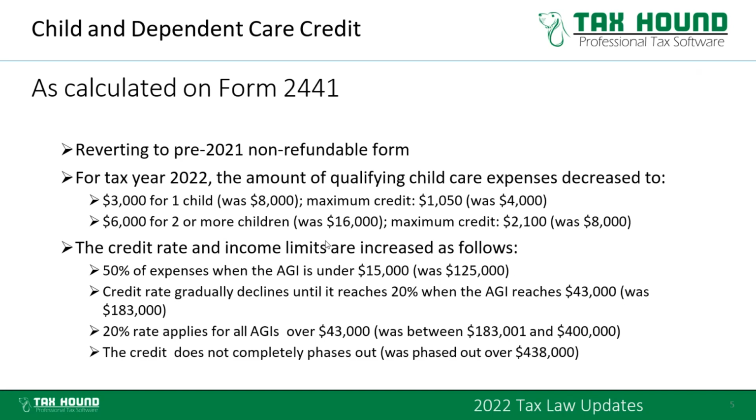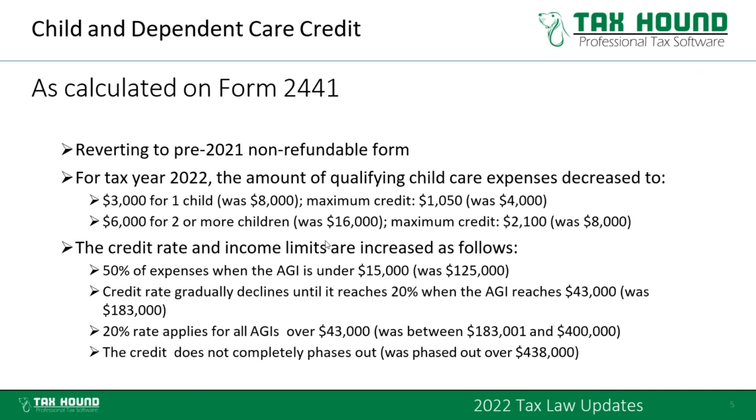This is going to be a big impact on your clients because it is no longer fully refundable. Non-refundable credits can only be used to reduce tax. So if your taxpayer is already at zero tax, the 2441 will be of no help, no assistance to them. Their refund is not going to get bigger because you filed this form.